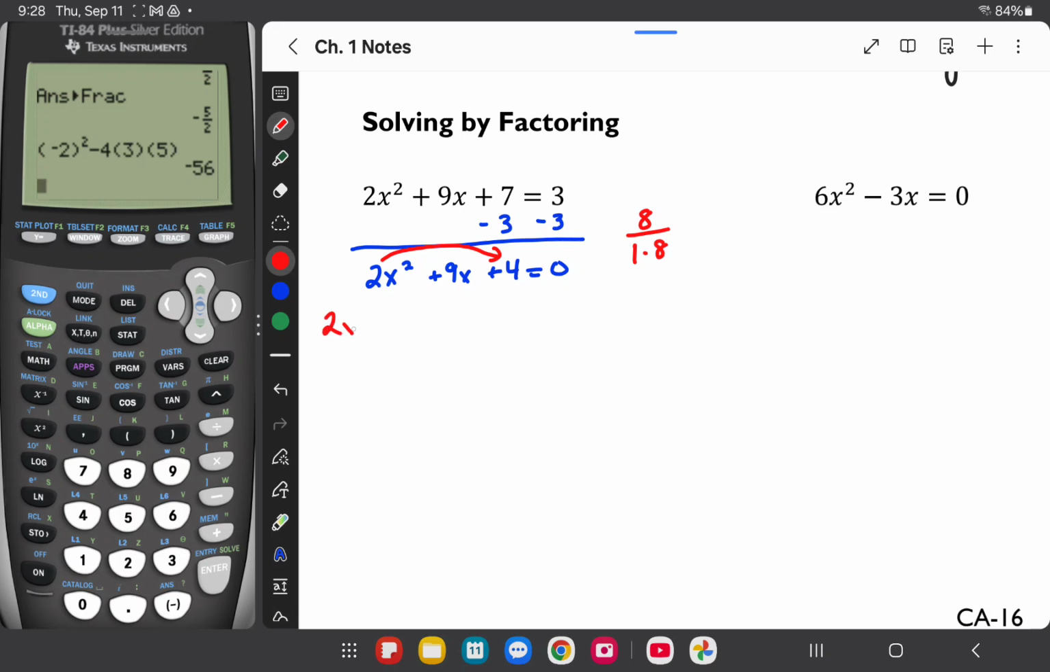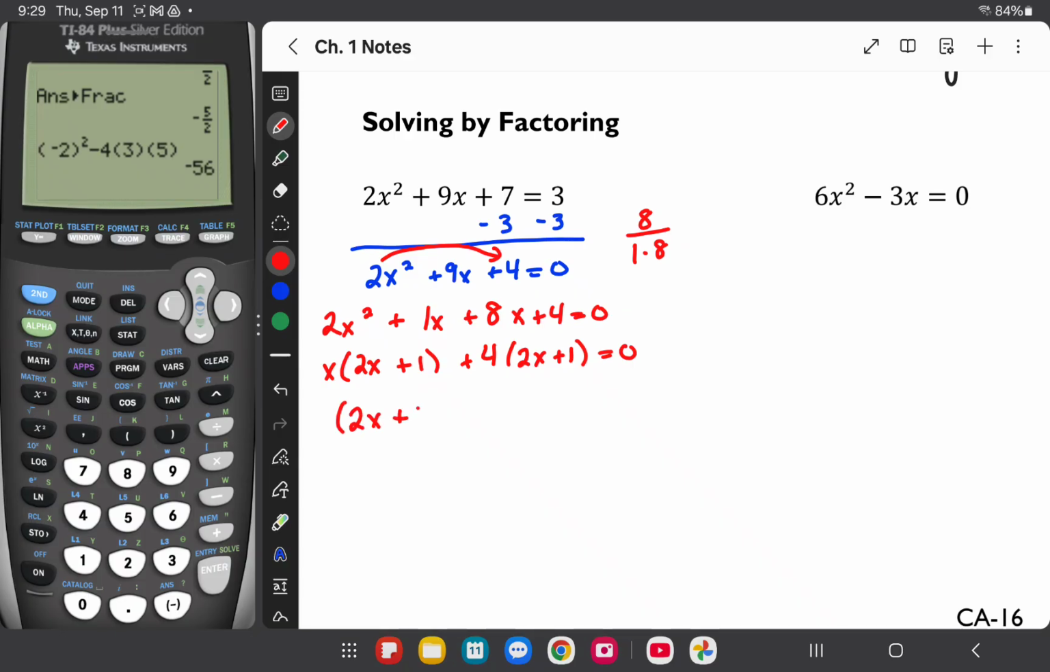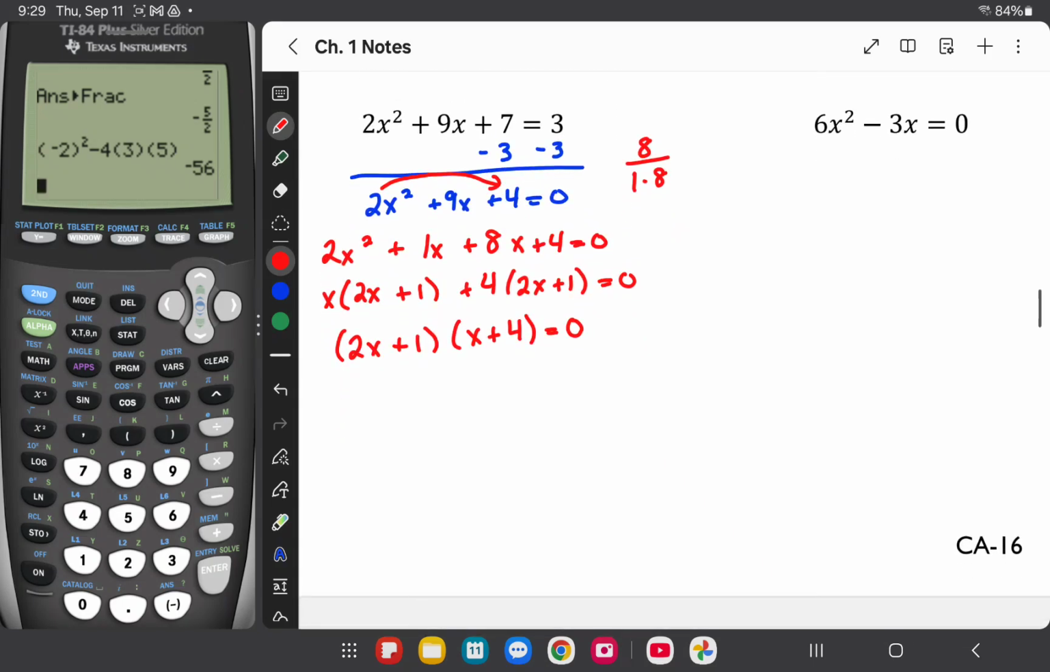So I'm going to use those two numbers to split the middle of my expression. So 2x squared plus 1x plus 8x plus 4 is going to be equal to 0. I'm going to then go ahead and factor out my common factors from both. So for my first group of terms, I'm going to factor out an x. It's going to leave me with 2x plus 1. For my second group of terms, I'm going to be factoring out a 4. Also is going to leave me with 2x plus 1 inside the parentheses. And then there's going to be my new greatest common factor. So I'll factor out that 2x plus 1. And then I'll have x plus 4, and my other factor is equal to 0.